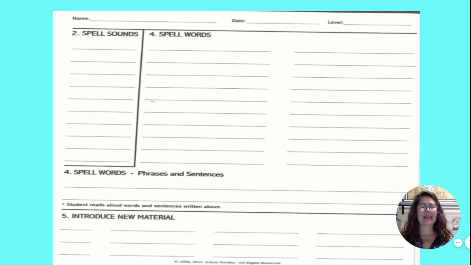Second word, bang. Third word, rang. Fourth word, hang. Fifth word, slang. Sixth word, gang. Give yourself enough time to spell all of the words.